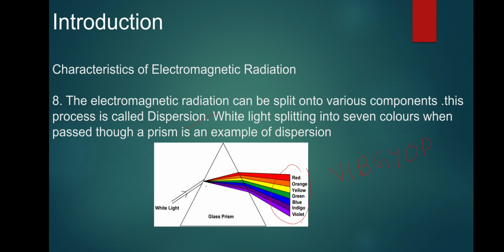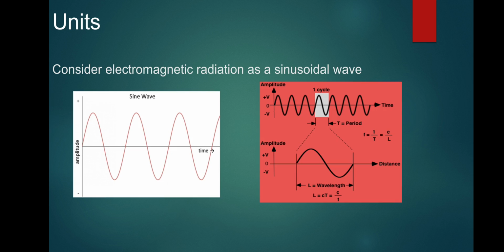So that is an example of dispersion. This is electromagnetic radiation, and we will explain the units, frequency, wavelength, etc. When we are doing that, you have to consider the electromagnetic radiation as a sinusoidal wave. Sinusoidal wave means this is the example.